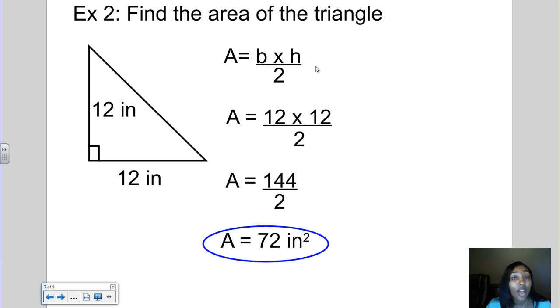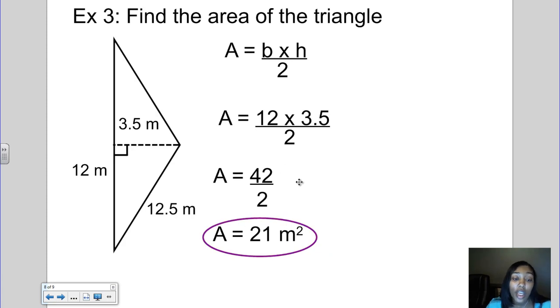So again, I've got to look for that base and that height. So if I'm looking at this triangle, I locate my right angle square, and that means I have a height of 12 and a base of 12. So to start, I'm going to do 12 times 12, and we know that gives us 144. And then the last step is to do 144 divided by 2, which gives me an area of 72 inches squared.